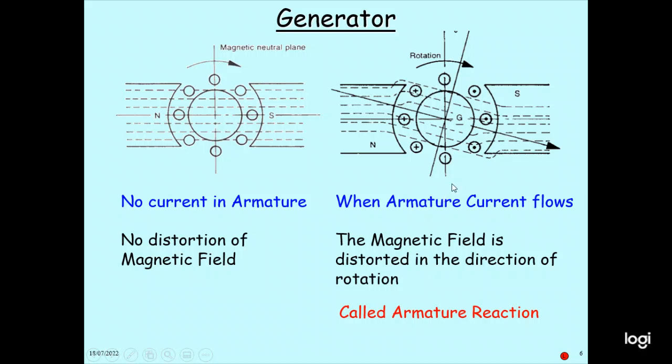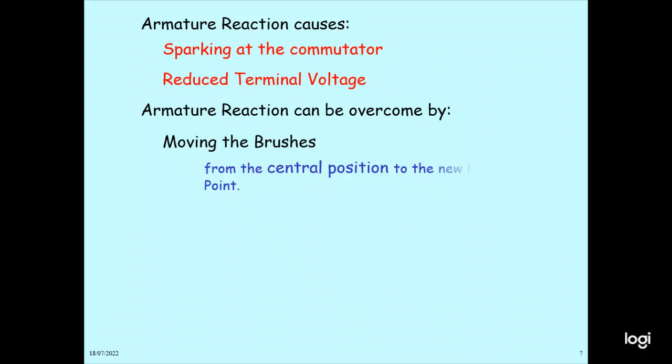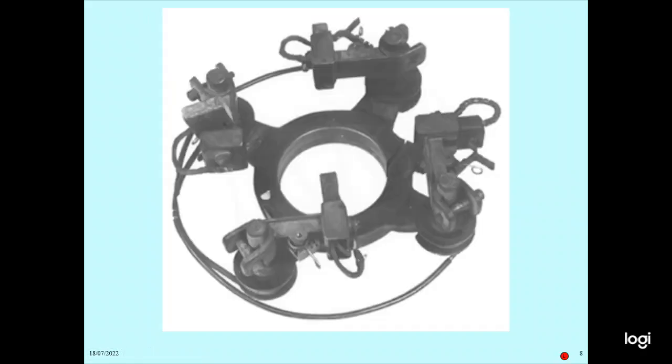Armature reaction can be overcome by moving the brush from the central position to the neutral point, effective when the load doesn't change too much. This is for the field, and this is for the brush. So the brush position you have to change. Armature reaction causes sparking at the commutator and reduces terminal voltage.